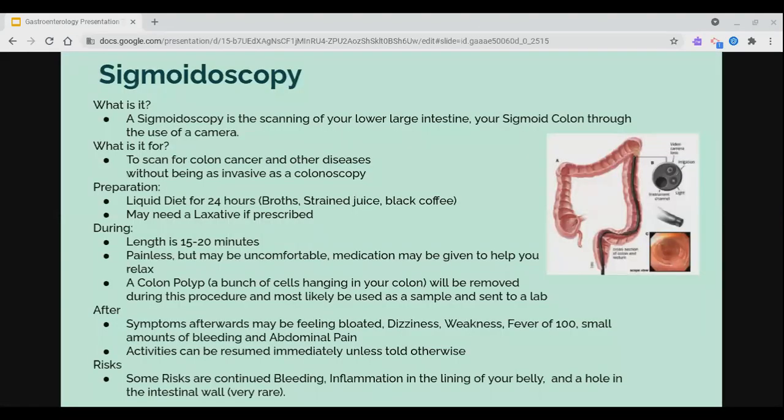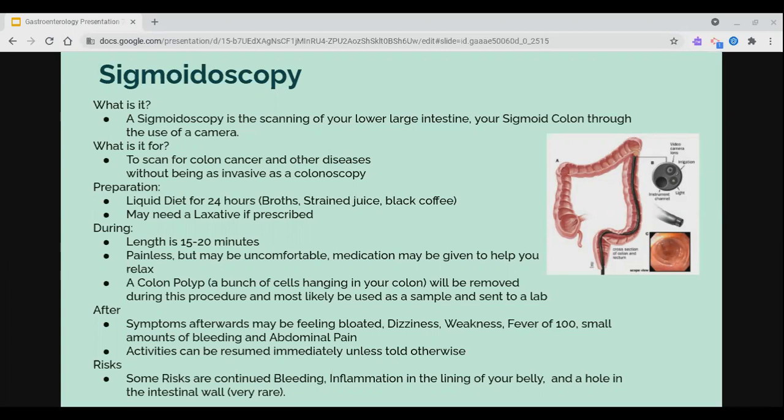Now we're going to talk about a sigmoidoscopy, a procedure which is very similar to colonoscopy, which scans your colon for cancer and other diseases that may pop up in your colon using a camera on the end of a cable. But it has one stark difference, which is the distance that the colonoscope is put into your colon. Sigmoidoscopes only go to your lower colon, which is also known as your sigmoid colon. This is right until it starts to change direction at the highest part of your colon. The procedure is the exact same otherwise.